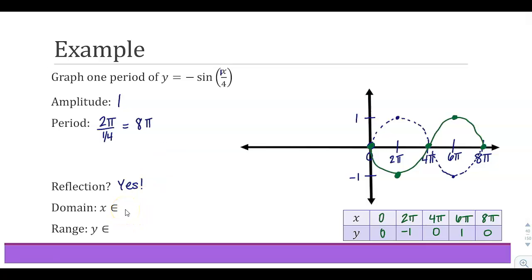And then let's answer the domain and range. Well, the domain for any sine or cosine function is negative infinity to infinity, and for the range, the smallest y value is negative 1, and the biggest y value is positive 1. So the range is bracket negative 1 to positive 1.